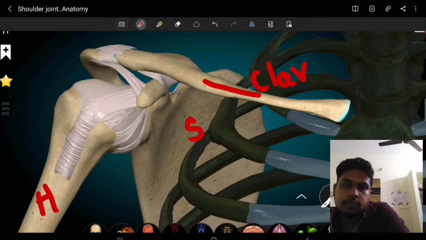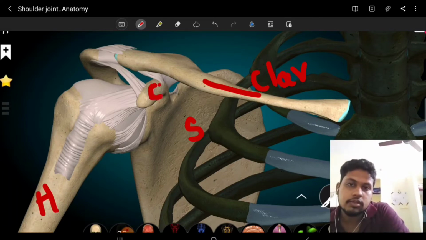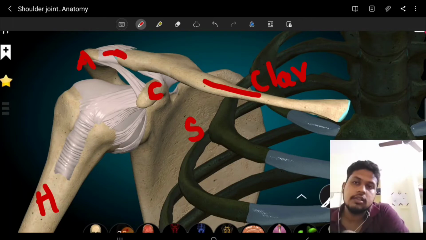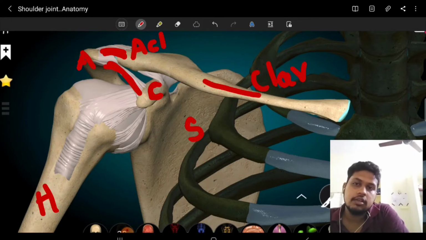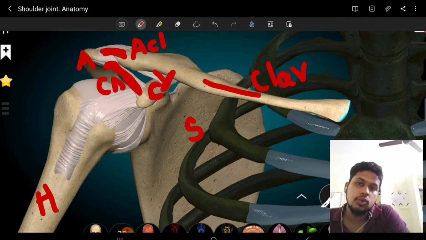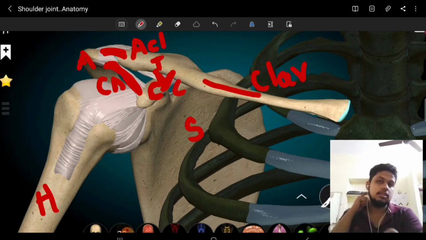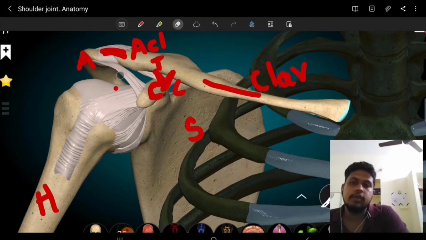Now this part of the scapula is the coracoid process, and this is the acromion process. Okay, this ligament is called the acromioclavicular ligament, and this ligament is called the coracoacromial ligament, and between the coracoid and the clavicle there are again two ligaments, the conoid and the trapezoid. Okay, these are the various ligaments which you have to remember.